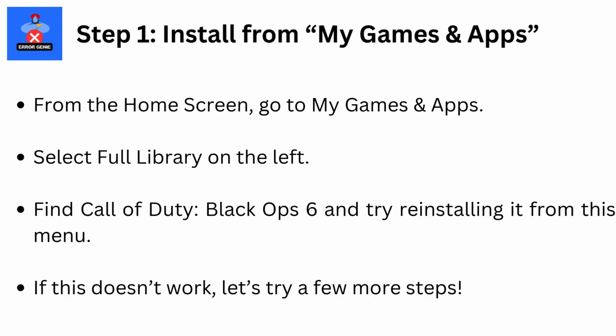Step 1. Install from My Games and Apps. From the home screen, go to My Games and Apps. Select Full Library on the left. Find Call of Duty Black Ops 6 and try reinstalling it from this menu. If this doesn't work, let's try a few more steps.